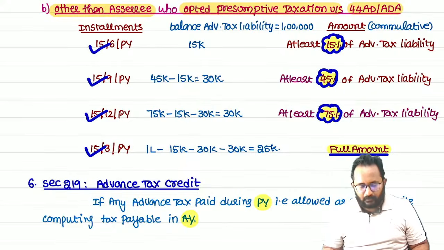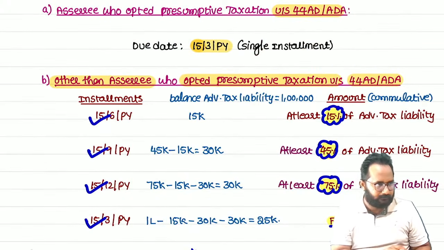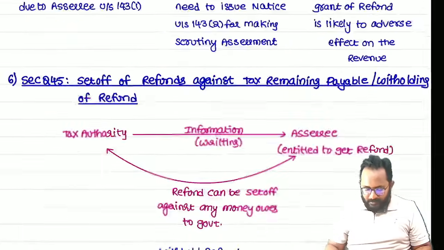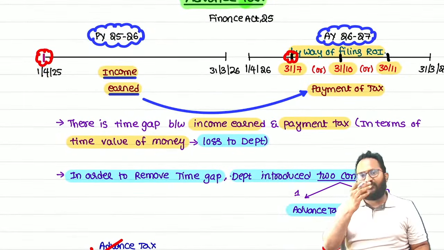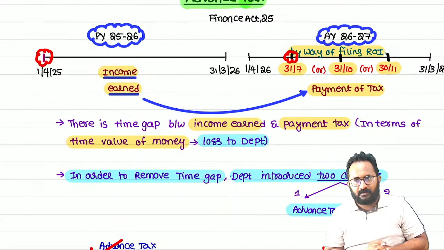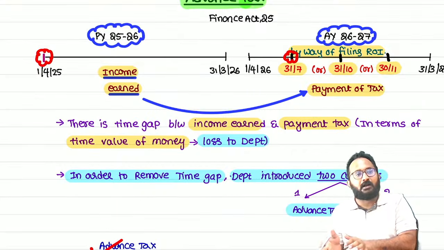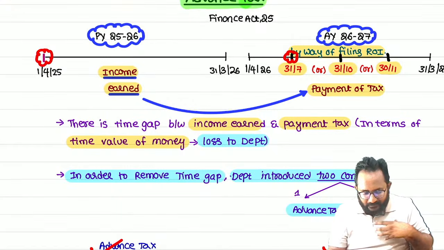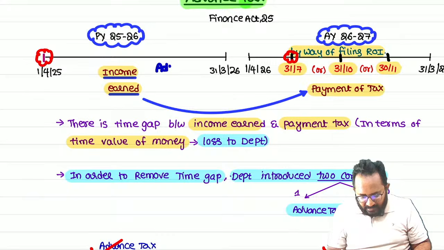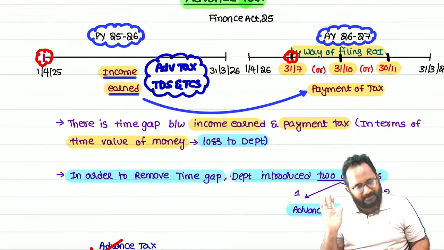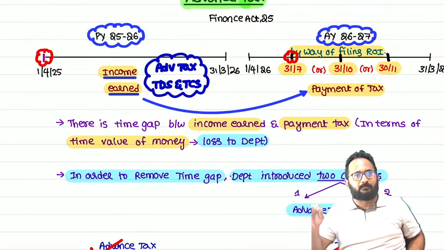Sir, whatever advance tax I paid during the previous year, while filing the return of income, can I get the advance tax amount as a credit? In the assessment year I have to pay the tax, but already I paid some tax in the previous year itself, right? What are the 2 types of taxes we can pay in the previous year? One is advance tax, another one is TDS and TCS. These 2 amounts you can get credit for while paying the tax in the assessment year.